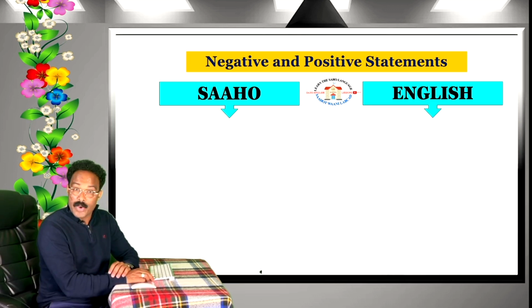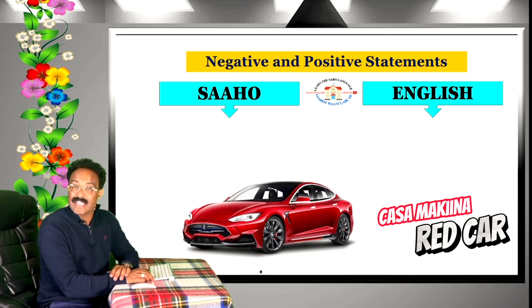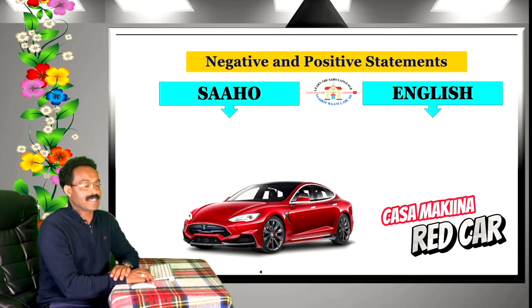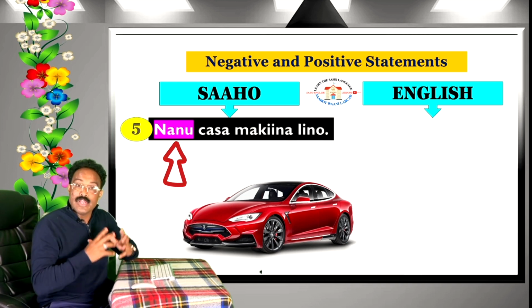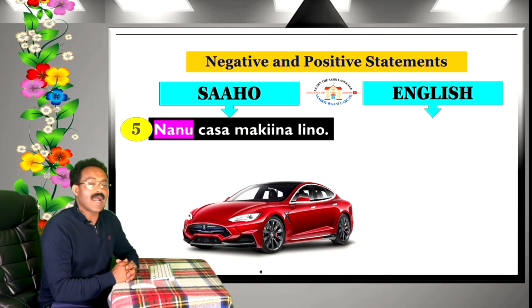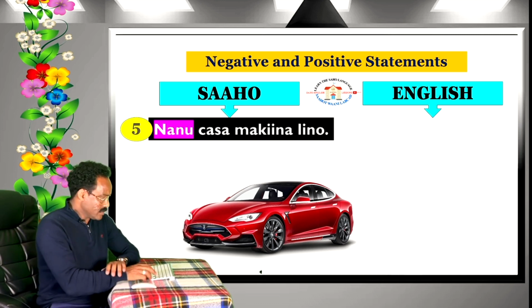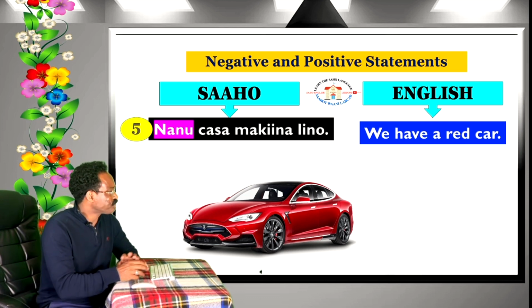Another pronoun is, we have here a red car. Asa makina. In a sentence, nanu, that's we. Nanu asa makina lino. In English, we have a red car.